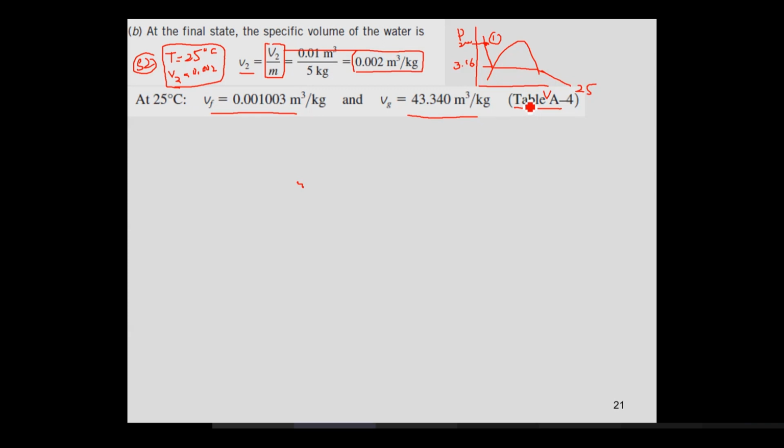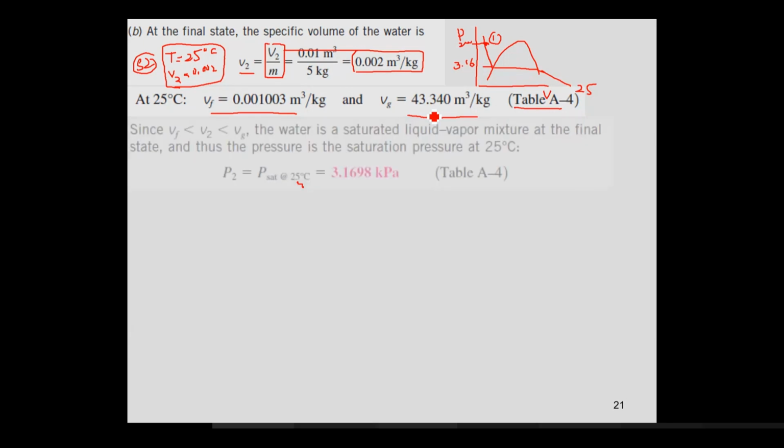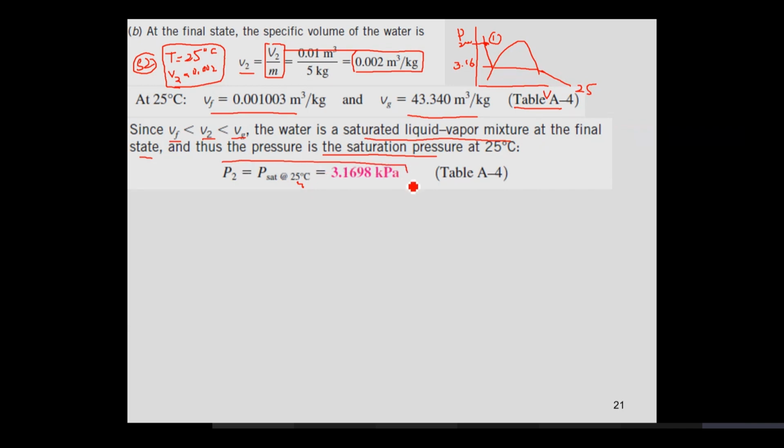Mixed region. Very good. Why? Because the specific volume V2 is greater than Vf and less than Vg, so you are in the saturated liquid vapor mixture at the final state. And thus the pressure is the saturation pressure. So your pressure at final state would be the saturation pressure at 25 degrees centigrade, which is 3.1698, which is this pressure. Clear enough?